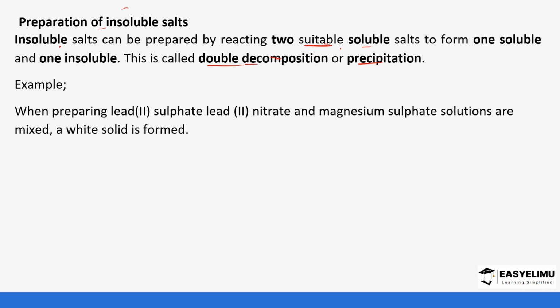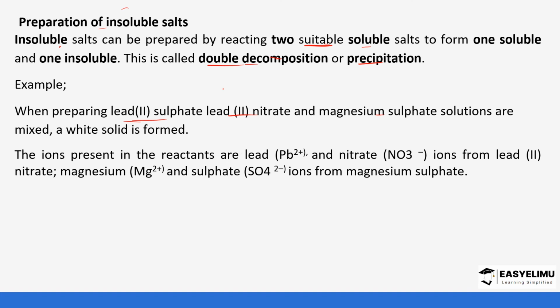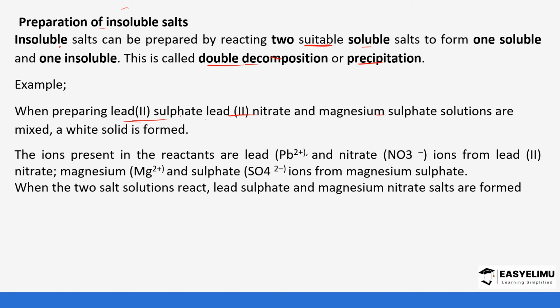An example is, when we are preparing lead(II) sulfate, lead(II) nitrate solution and magnesium sulfate solution are usually mixed. I'm going to explain how we choose the suitable soluble salt in a minute. Let's look at the process first. The lead(II) nitrate and magnesium sulfate are mixed together. The ions present in one reactant are the lead ions and the nitrate ions, and the ones in the other reactant are the magnesium ions and sulfate ions. These react to produce lead sulfate and magnesium nitrate.